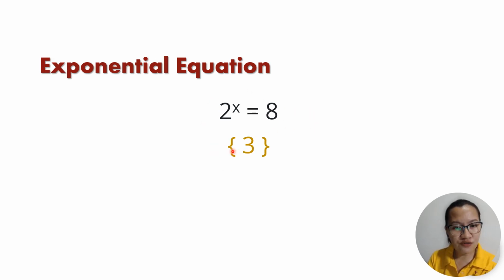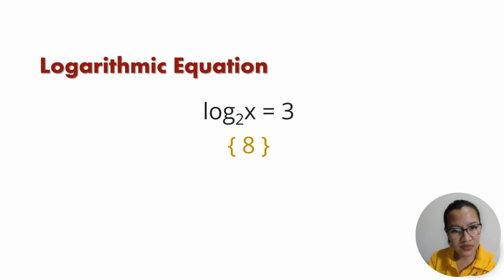And for the exponential equation, the value of x here is 3. 2 to the power of 3 is equal to 8. So it satisfies the exponential equation. And then for the logarithmic equation, if we take the log of x to the base 2, the answer is equal to 3, and that value of x is 8.